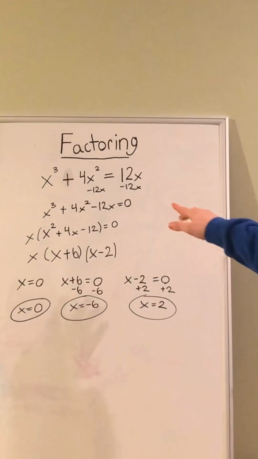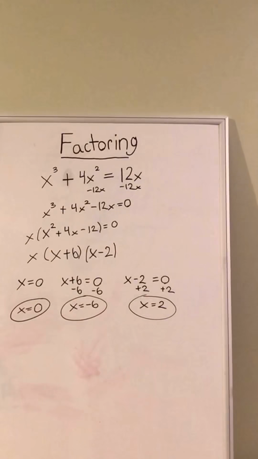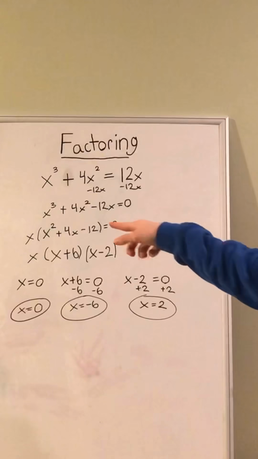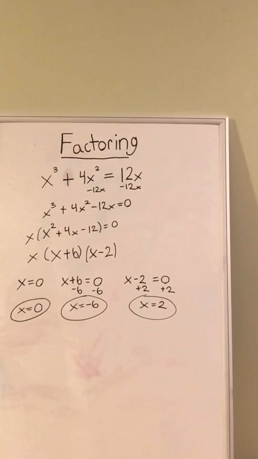Now, when you look at this equation, you can see that they all have something in common. They all have an x. So you can factor out the x by putting it outside of the parentheses. So now your equation is x(x squared plus 4x minus 12) equals 0.